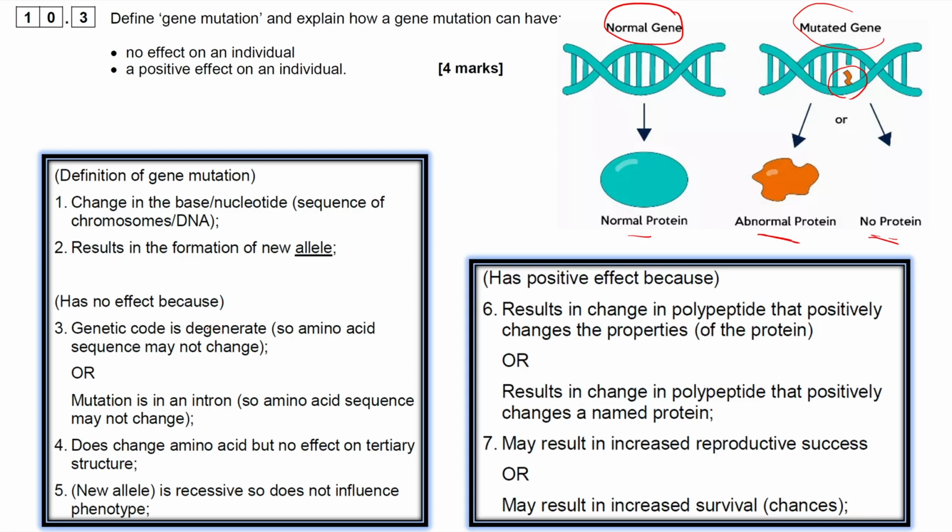Number 5, new allele is recessive, so it does not influence phenotype, because it was recessive, so it didn't have any effect. Okay, now the second situation when the mutation has a positive effect, that results in change in a polypeptide that positively changes the properties of the protein, or it results in the change in the polypeptide that positively changes a named protein. It may result in increased reproductive success, or it may result in increased survival chances, both of which are positive effects.